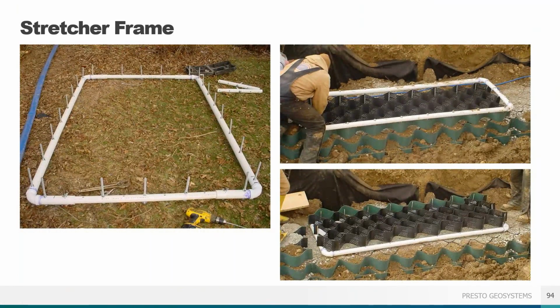Most of the examples will show wooden stretcher frames, but remember they can be made out of PVC or other materials and can even be adjustable like this example. Use what works best for your site's needs. Now let's walk through the steps of a GeoWeb earth retention system being built as part of a vegetated stacked channel.